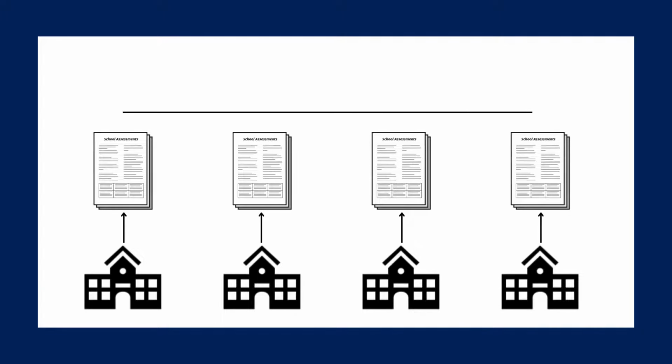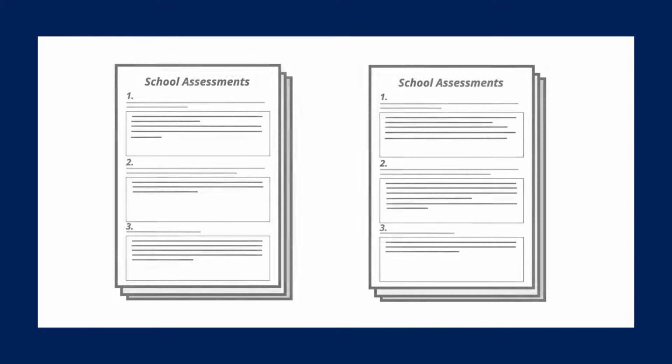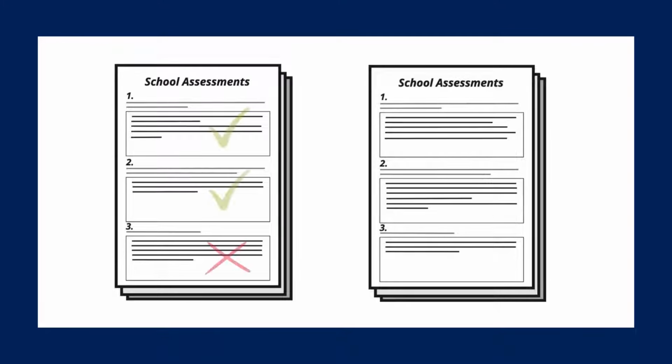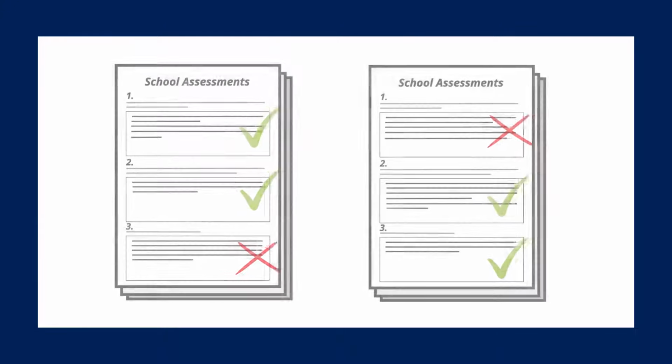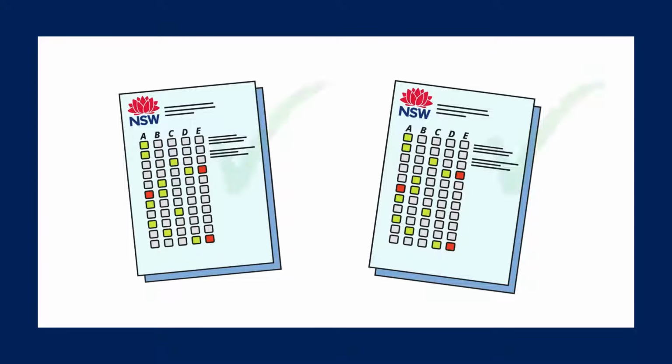While schools set assessment tasks based on the same syllabus, we can't fairly compare school assessment marks between schools because the actual task and the way they are marked may be different. The only task that all students do that is the same, and is marked in exactly the same way, is the HSC exam. Which means that all the exam marks in the course can be fairly compared.